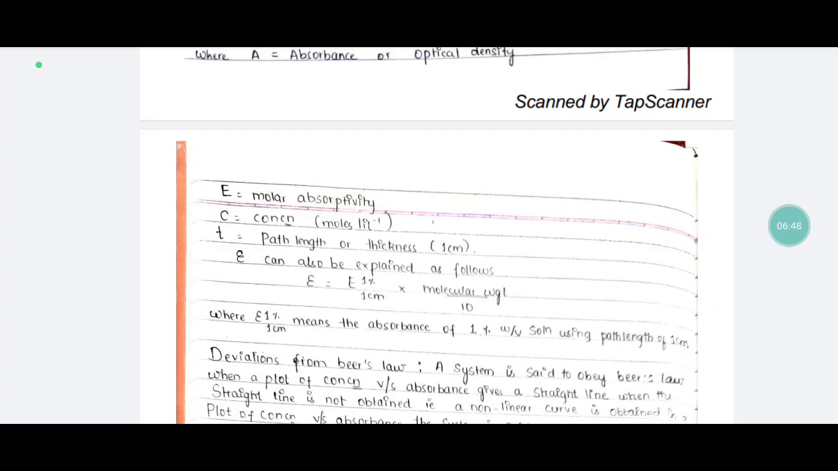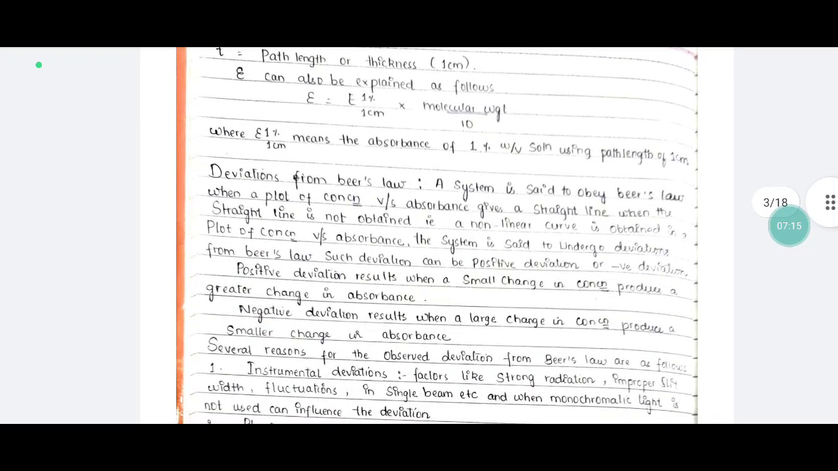E can also be explained as follows: E equals E 1% 1 centimeter into the molecular weight divided by 10, where E 1% 1 centimeter means the absorbance of a 1% weight by volume solution, measured using a path length of 1 centimeter.